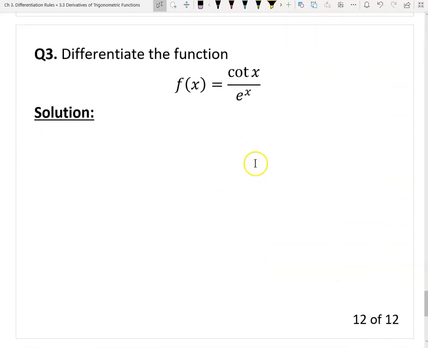Can you see these questions? What do we need to do now? Of course, the first step, you see that's a fraction, a quotient, right? Okay, so we have to use the quotient rule of derivative first, okay? And after we use it, then we need to deal with the derivative of cotangent. See if you remember what is the derivative of cotangent. So I will ask you later.